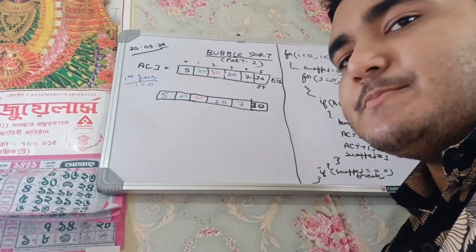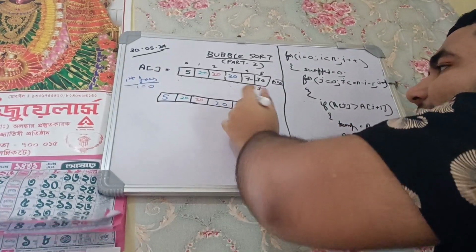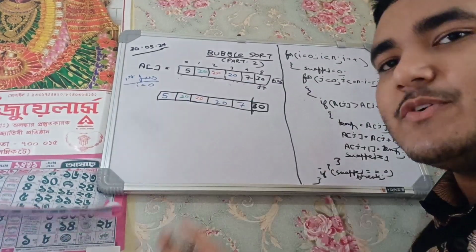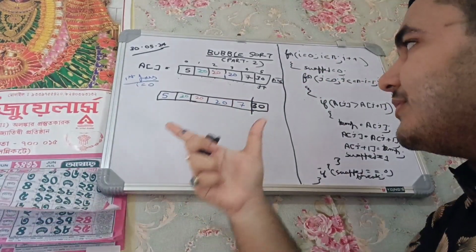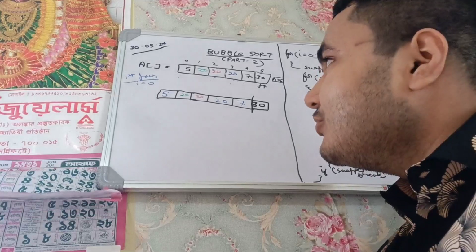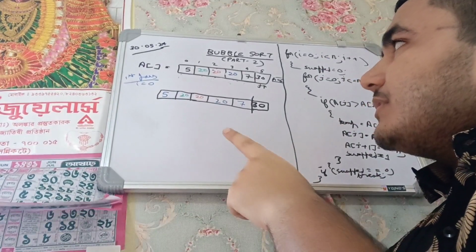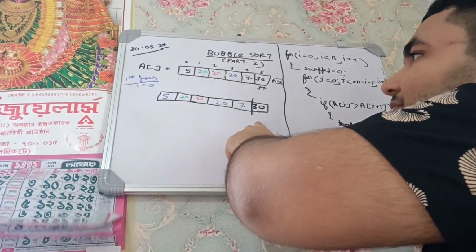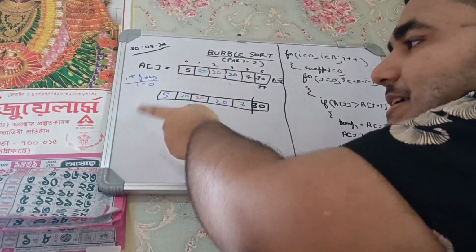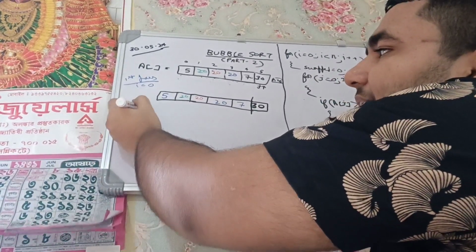So this portion at the end is sorted, and this is at the end of the first pass. At the end of the first pass, this is the result we have, right? Now we begin our second pass. At the end of the first pass, the second pass begins. So when the second pass begins, i equals 1.